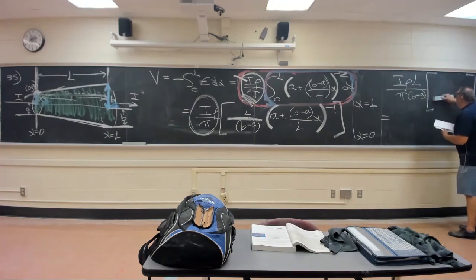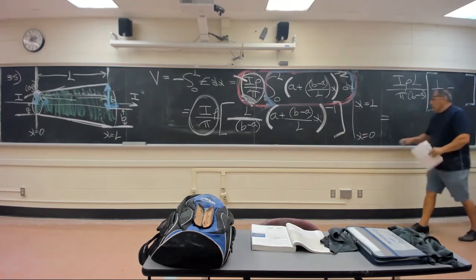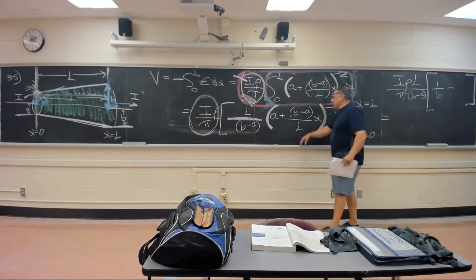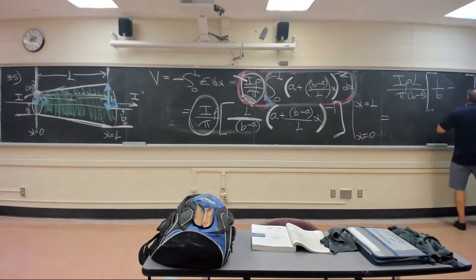Let's just cut to the chase. That's 1 over B. Put a 0 in here. 0 times this is 0. You got an A. That's A to the negative 1. That's 1 over A. Yeah, that's it. You're about done.